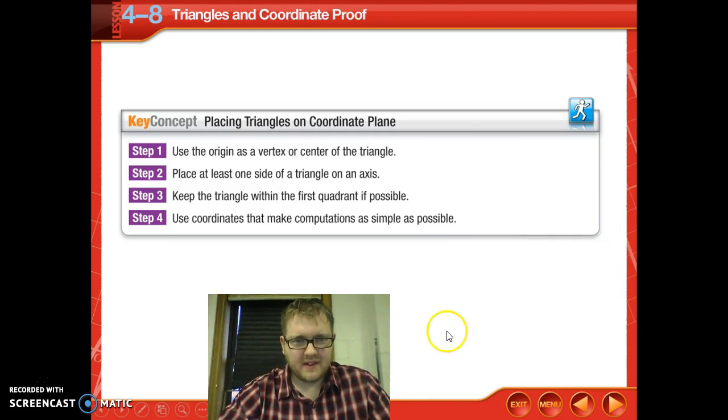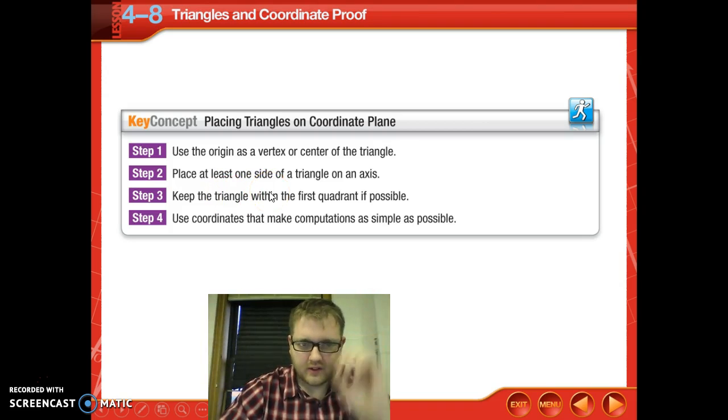So just the step-by-step process here that we're using. Always use the origin as a vertex or the center of a triangle, and then place at least one side of the triangle on an axis. We want to try to keep the triangle within the first quadrant, so we're dealing with positive values. And we also want to use coordinates that make computations as simple as possible.